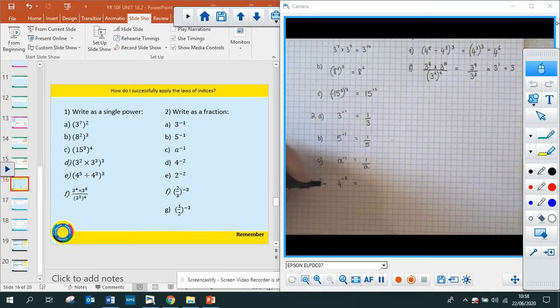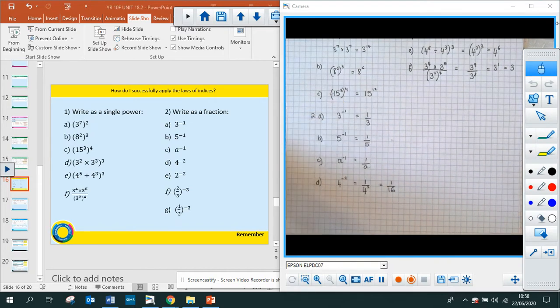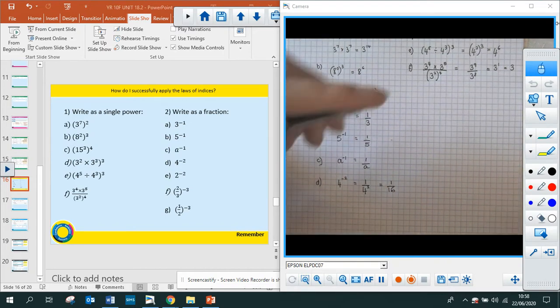So all we do is, the negative tells us we're going to go 1 over, and then it's going to be 4 squared. Okay, so then you just use the positive version of your index, and then you can find 4 squared, which is 16, so it's 1/16, your answer.